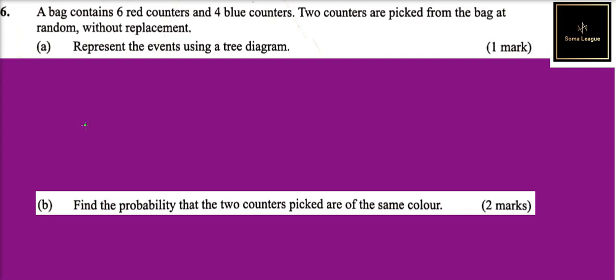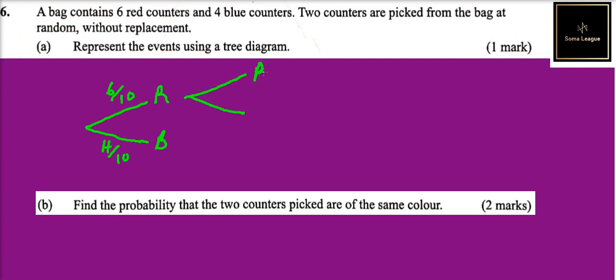So the tree diagram, we can start by drawing the first branch, and you say you can either take a red or you can take a blue. There were 6 red, so you put here it is 6 out of 10, and there were 4 blue, so it is 4 over 10. The second pick, you put it like that.